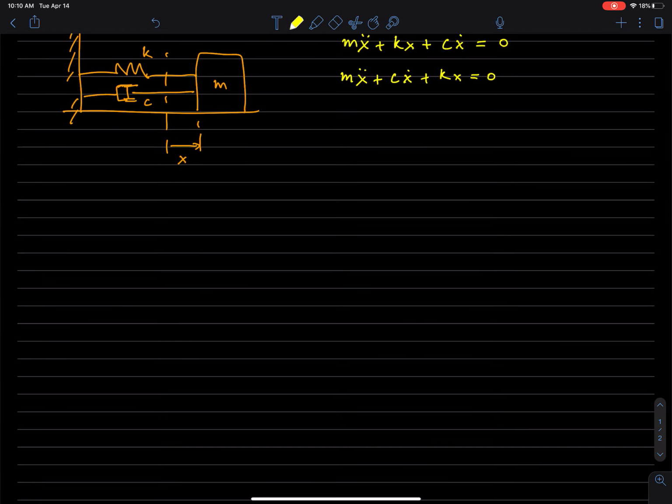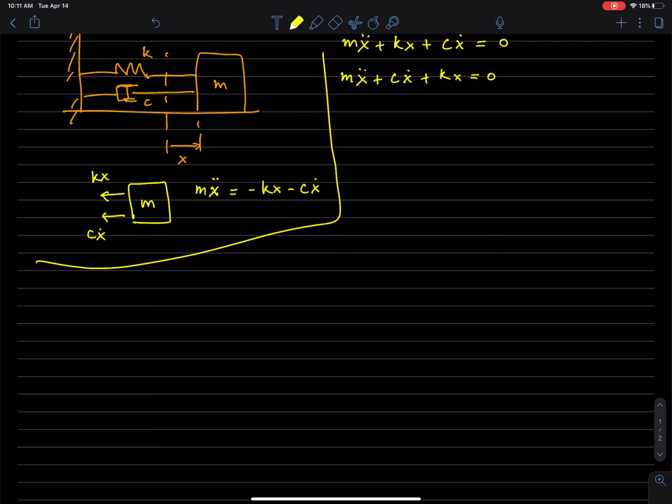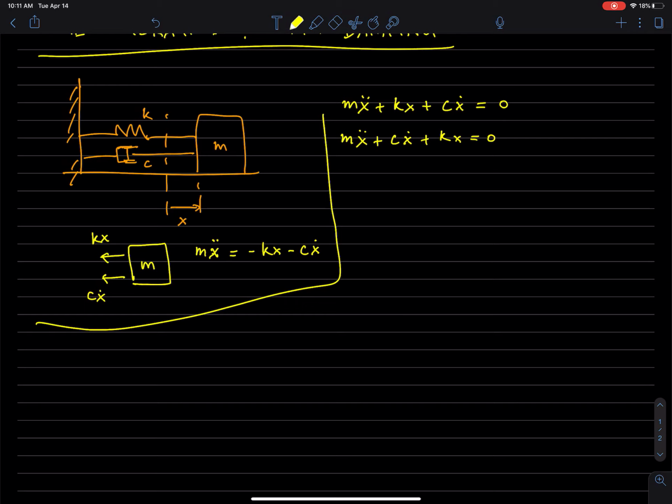Just to recall, the free body diagram for this situation would be kx like this and cx dot like this. So if you go ma, which is the acceleration, equals the sum of all forces, you have minus kx minus cx dot. Okay, so that's the derivation of this equation. Let's call this equation 1.